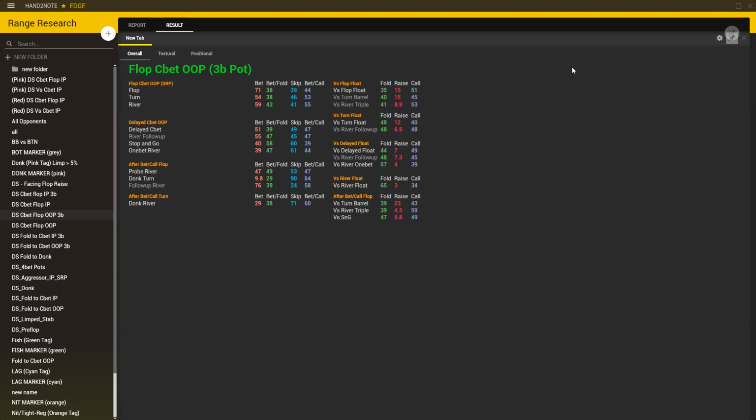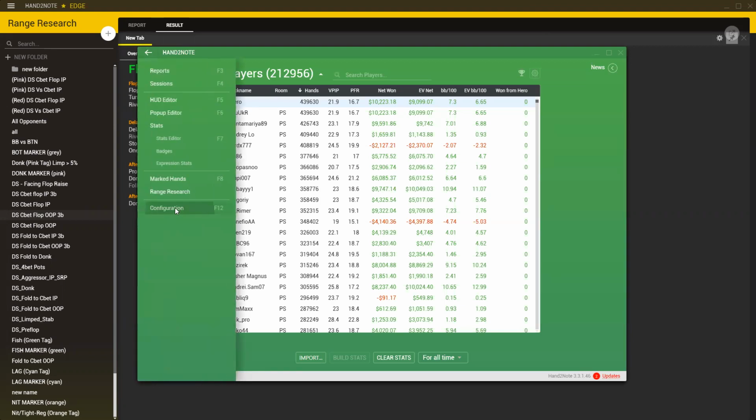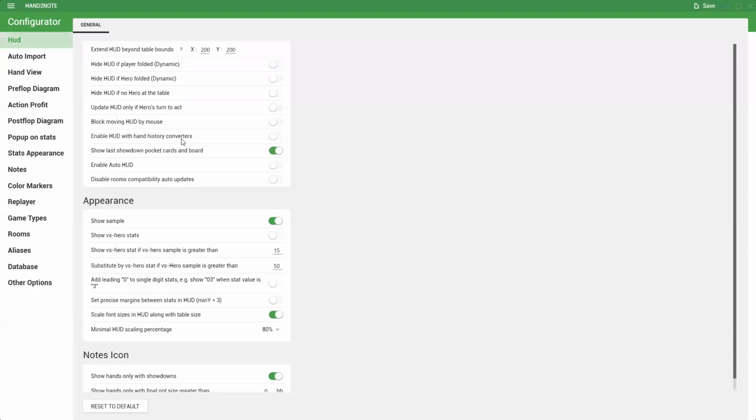Mr. Bolt says, "I've tried adding some of the float stats like float SNG to the versus CBET pop-ups and it continually crashed." Right, so since you mentioned this, now, for example, I don't even know if my Hand2Note will crash if I open config. Let's see if it crashes.